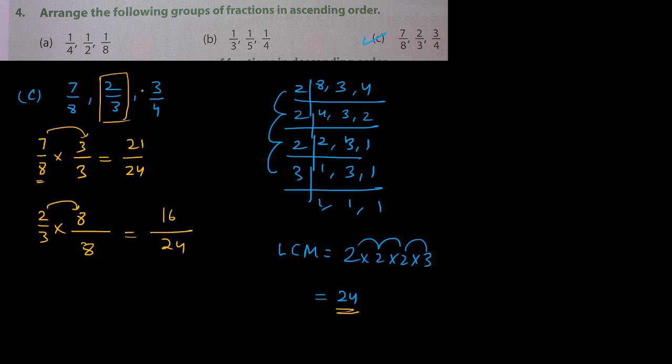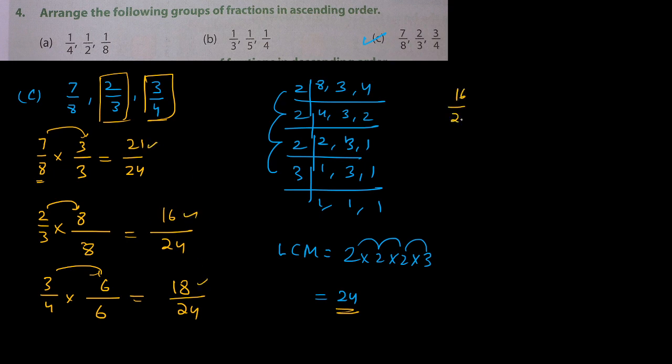Okay, then write 3 upon 4, the third fraction, and multiply 4 with such a number so that we can get 24 in the denominator. 4 6s are 24. So 6 multiply in numerator also, and 6 3s are 18. So students, we have to arrange this in ascending order. Ascending means from smaller to greater. So which is the smallest one? 21 or 16 or 18? So 16 is the smallest one.